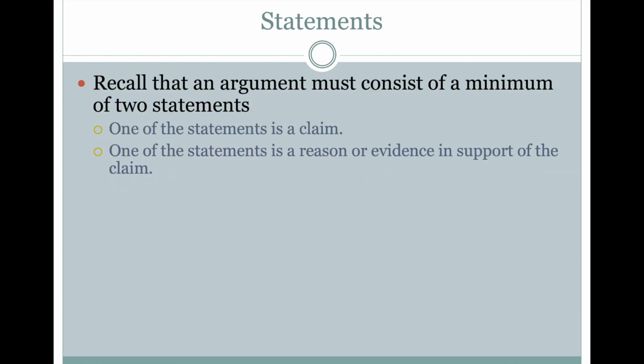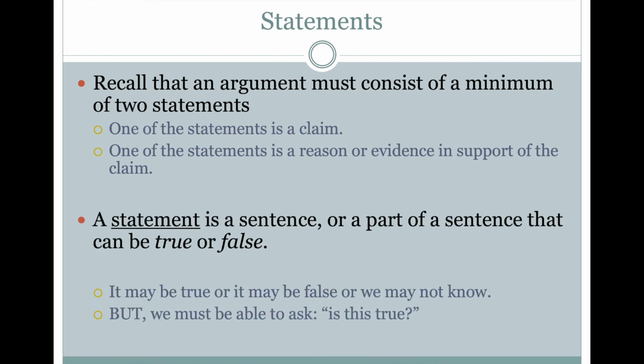So we talked about an argument consisting of at least two statements, an evidence statement and a claim statement. But what do we mean by a statement? Okay, one of the statements in an argument is a claim. One of the statements is a reason or evidence in support of the claim. But what is a statement? A statement is a sentence or a part of a sentence that can be true or false. That is, we have to be able to make a judgment about it. Is this true or is this false, right?